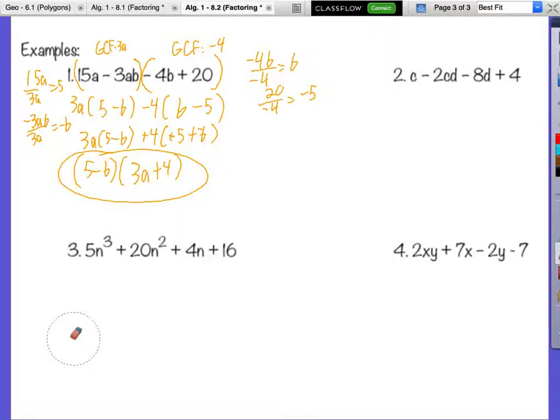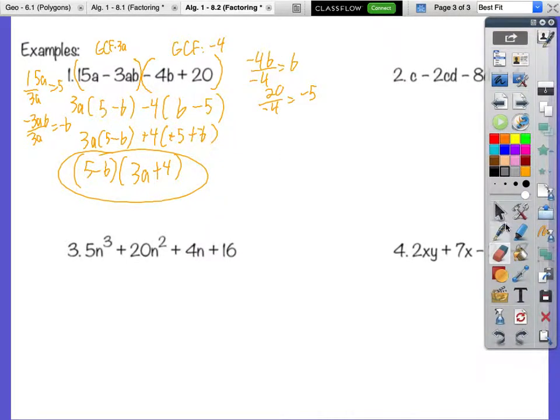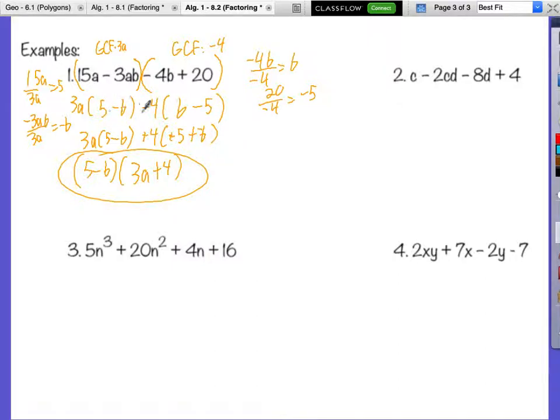Guys, Grace is asking a question. So I ended up with 3a, and then in parentheses, 5 minus 1b, and then minus 4 in parentheses, 1b minus 5. Okay, yes. So that's what we had here, right? In this step, I had to make it positive. And then we said, well, is this the same thing as this?